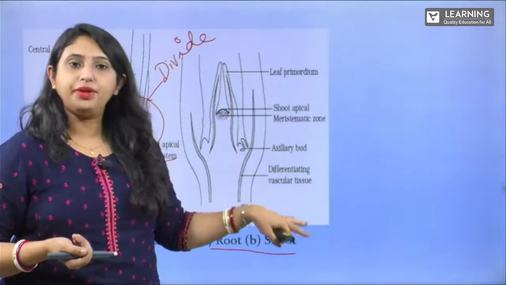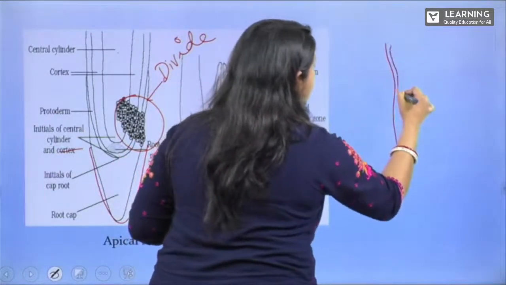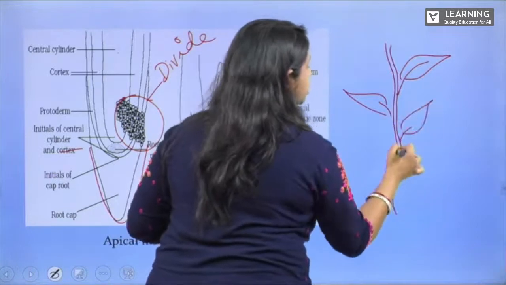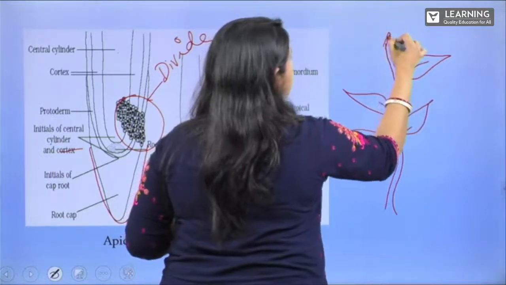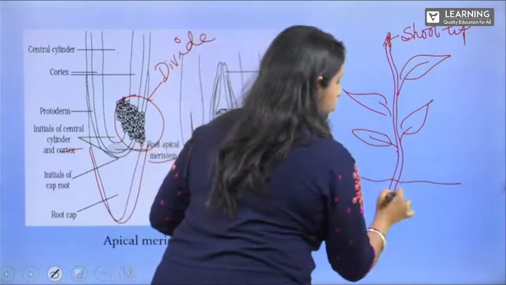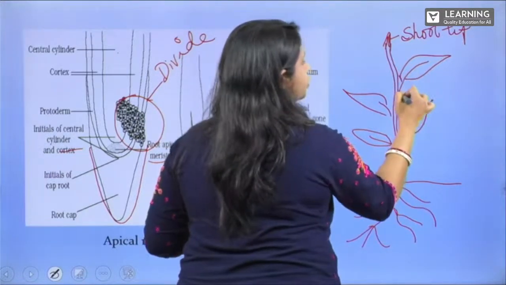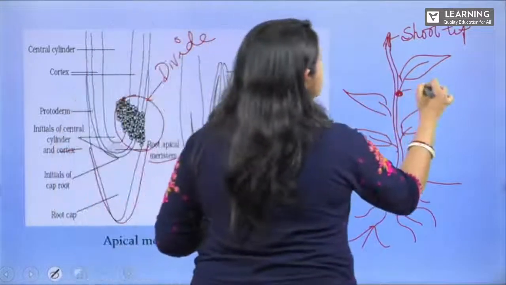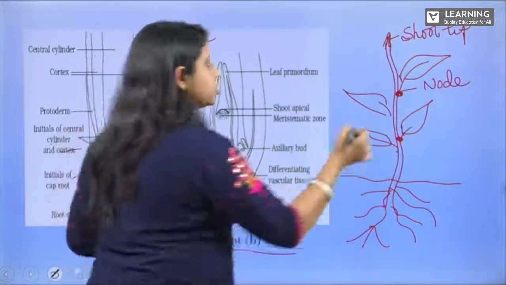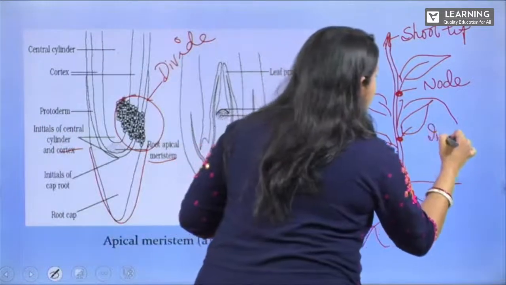When you see the apical meristem of the shoot, which part is your shoot? If I draw one plant, this is the leaf. This part is your shoot tip, and the part which is underground is all your roots. The leaves arise from the nodes, isn't it? The distance between two nodes is called your internode.